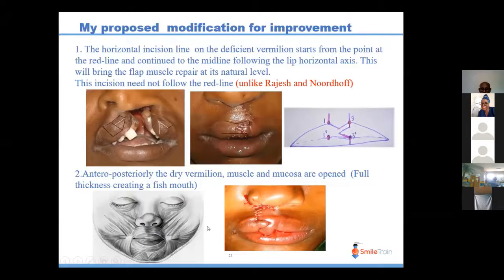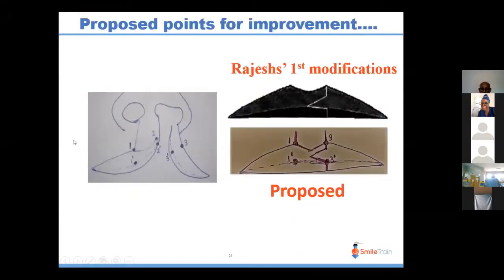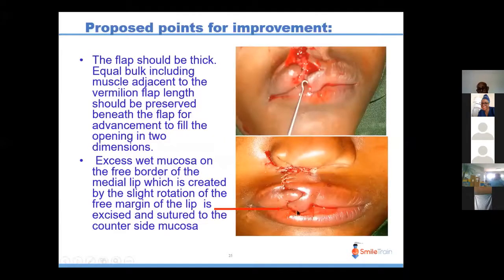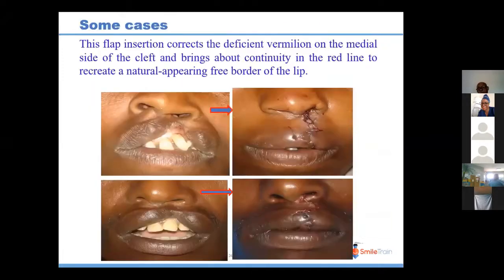So I close it as so. To summarize, this is Rajesh. This is my proposed method. As I mentioned here, there will be a bulk which will be cut at a later stage, and then you get this. With this method, I tell you, I'm very satisfied in regard to the vermilion repair and fullness.